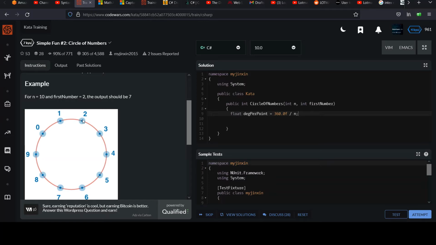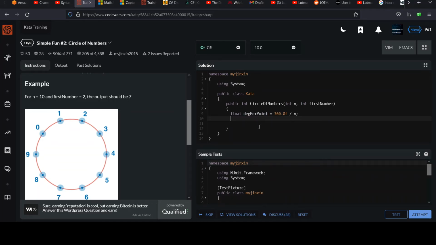I multiply that value by the first number. So if it's 2, I multiply it by 2. Degrees per point, in our case, we said was 36. Multiply that by 2 and you get 72 degrees. I'm thinking of this as the 72 degree mark. And then the idea is that I can go halfway around the circle. I'll add 180 degrees. That's half of 360. That's how you get the opposite side. And then I'll divide back by the degrees per point to get the numerical value of the point.